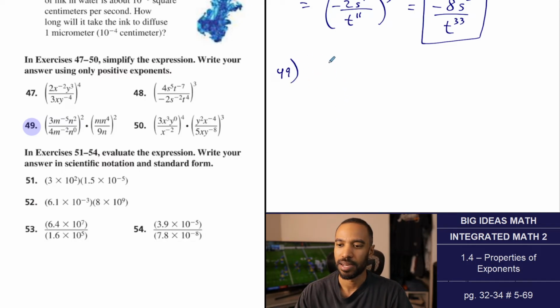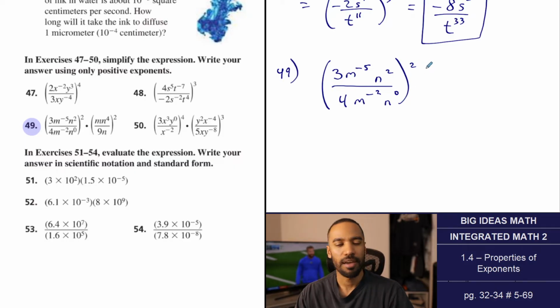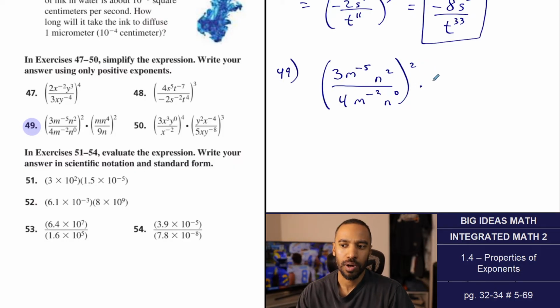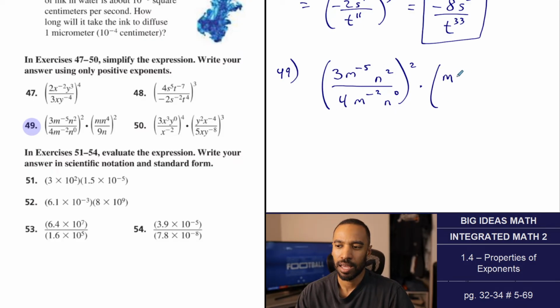Number 49, 3m to the negative 5th times n squared over 4m to the negative 2nd times n to the 0. See how we haven't seen to the 0 power in a while? That's what I'm more familiar with. So it's not like they show up everywhere. And this is one of those like, oh yeah, just a little reminder that it's there.